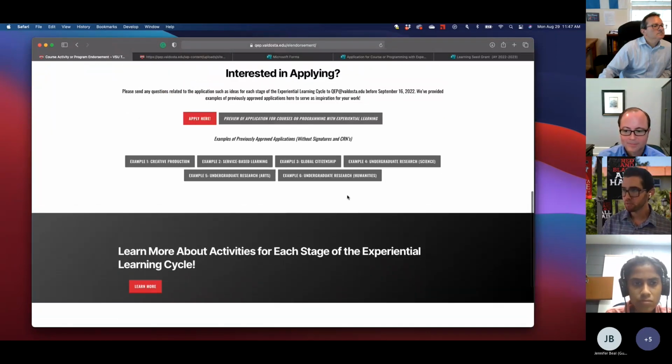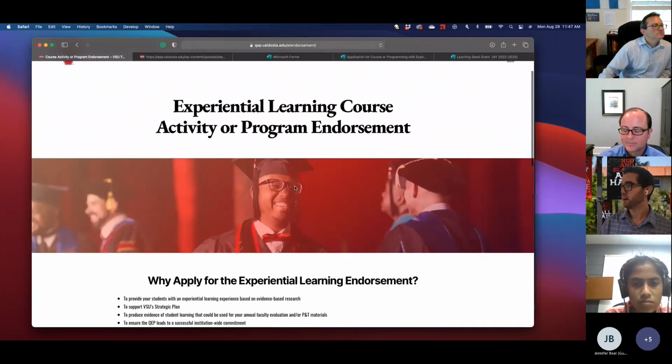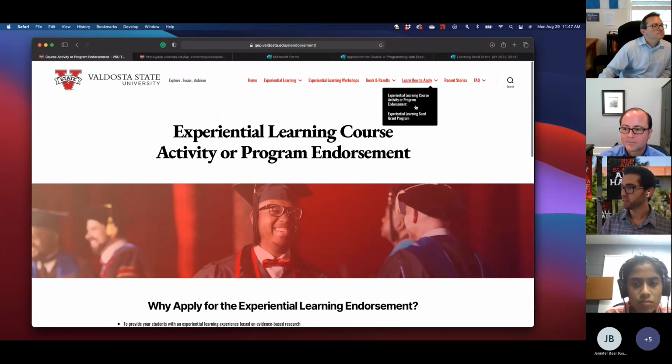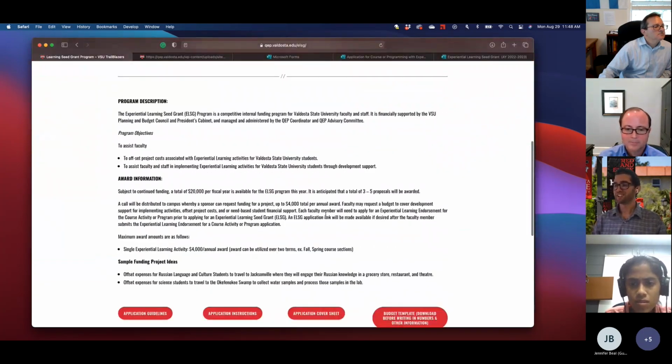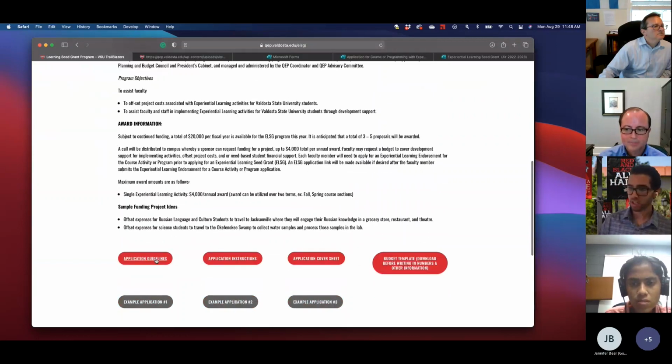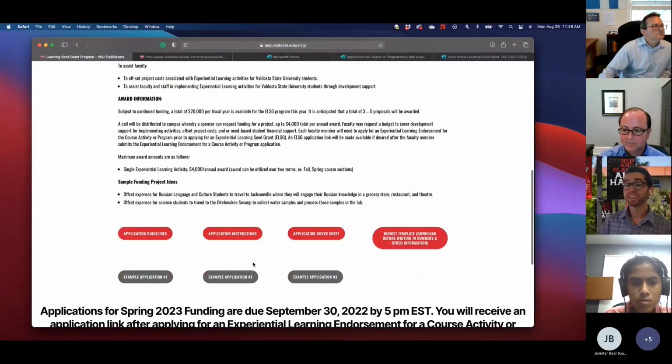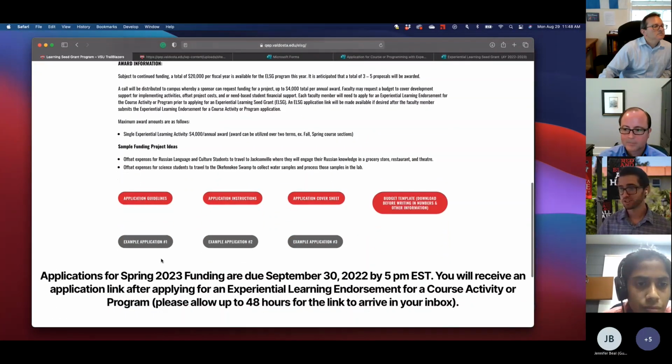So you will see here, we have the preview of the application. We have examples of that endorsement application. If you go up to the top where it says Learn to Apply, you'll see in the dropdown, we got Experiential Learning Seed Grant Program. Now we also have the application guidelines, application instructions, examples of funded applications too.